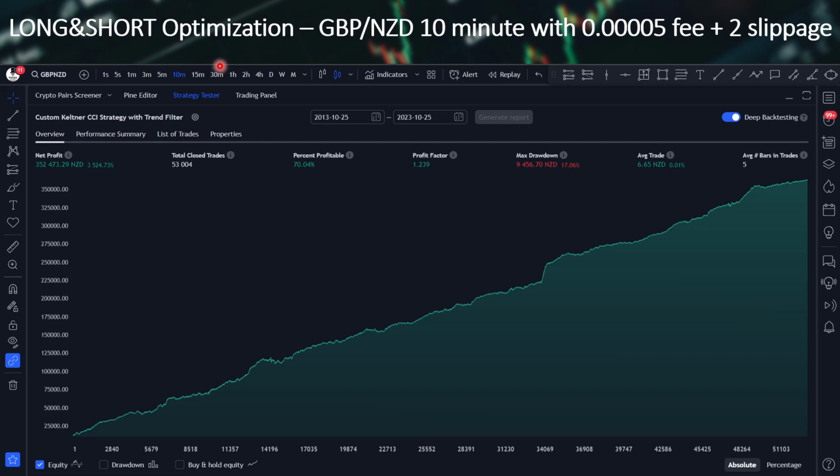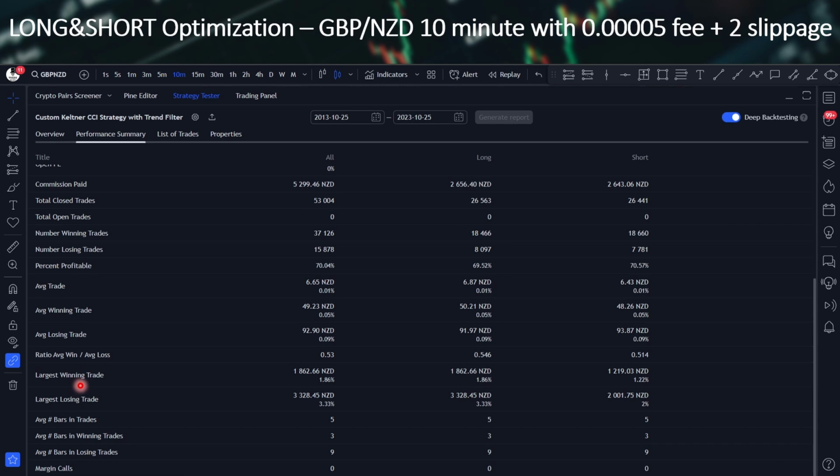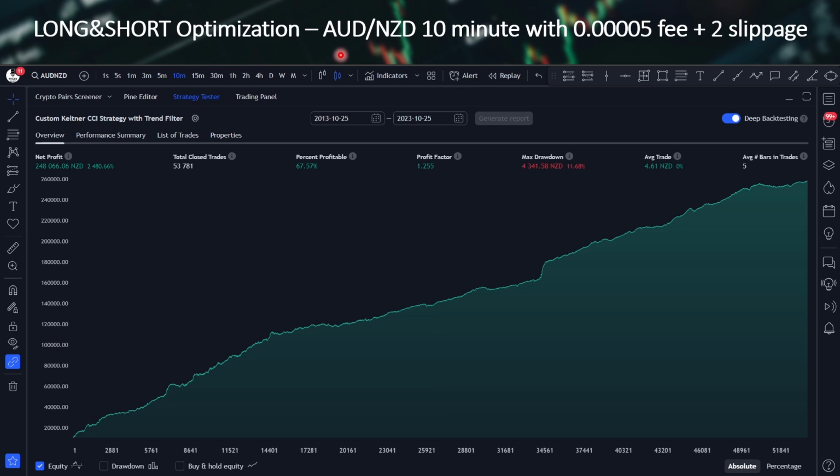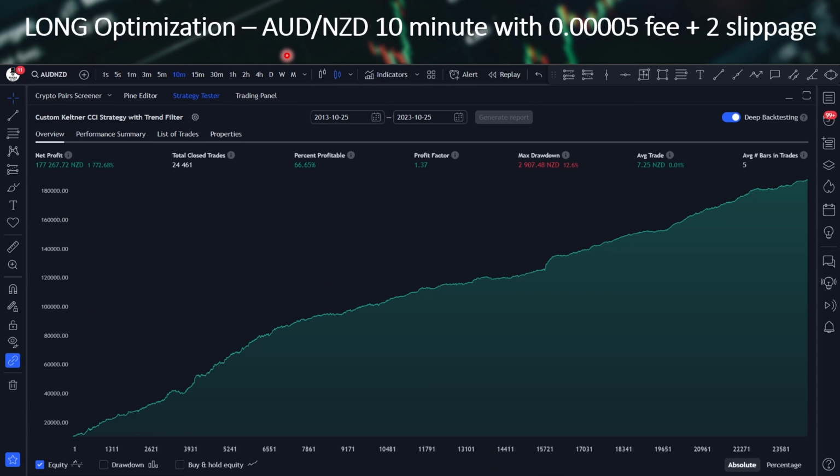Moving on to the 10-minute chart, the best result I found is for the GBP-NZD pair using the long and short optimization. Throughout the last 10 years, it took 53,000 trades, generated 3,500% net profit, with a 1.29 profit factor and 17% maximum drawdown. Again, the equity curve is perfect, it's stable and steadily uptrending. Other great results were achieved on AUD-NZD. Finally, the long-only optimization on AUD-NZD.